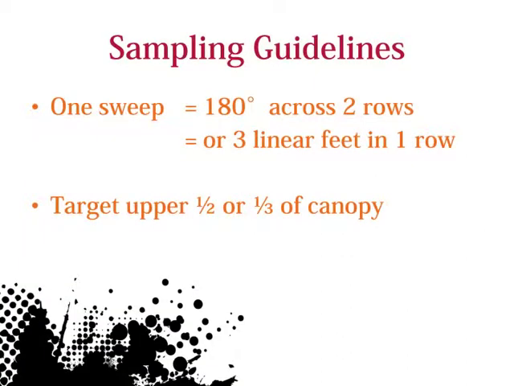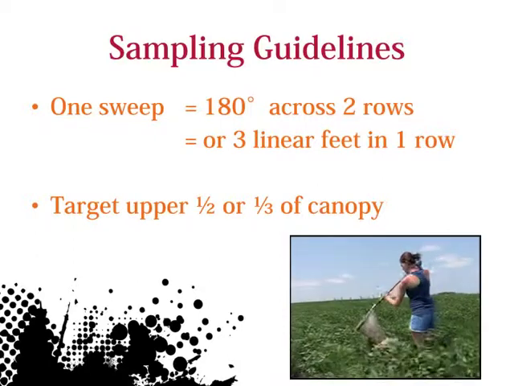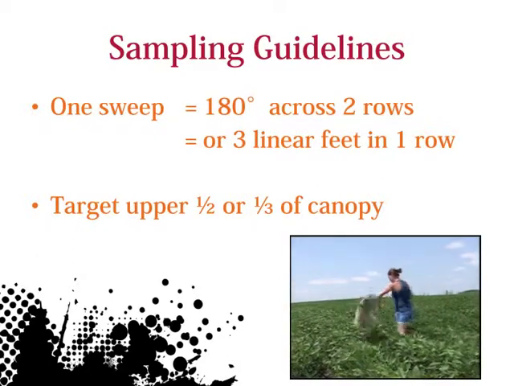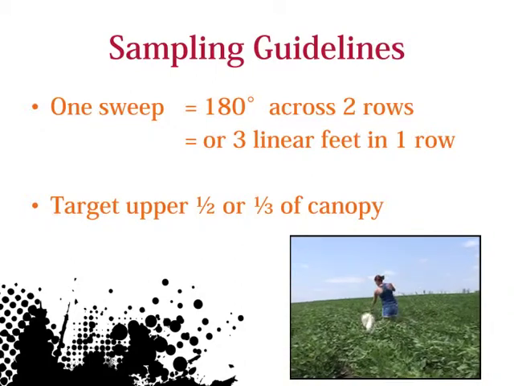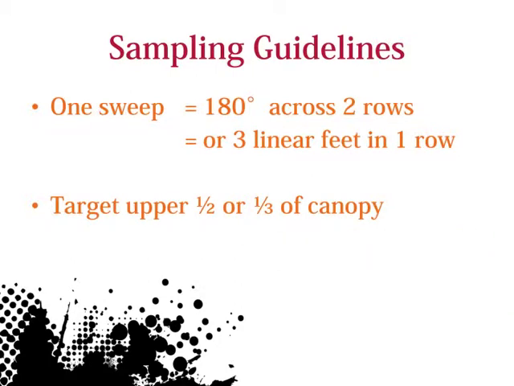Here are some sweep netting guidelines. Remember, one sweep is equal to moving across 2 soybean rows in a 30-inch spacing. You may want to consider sweeping along 3 linear feet as shown here if you are sampling narrow space rows. Try to sweep into the top half or third of the soybean canopy to dislodge insects.